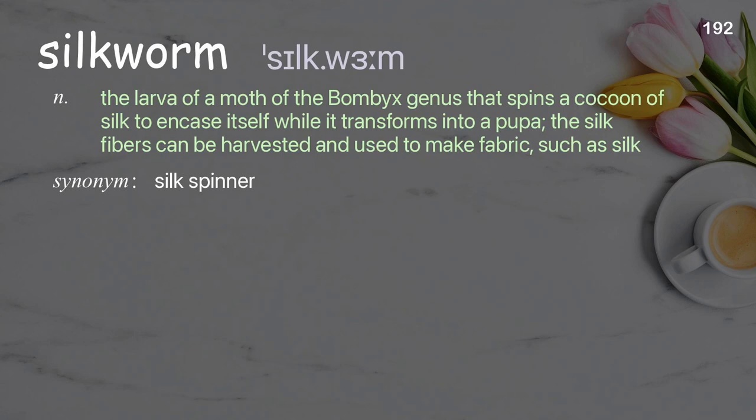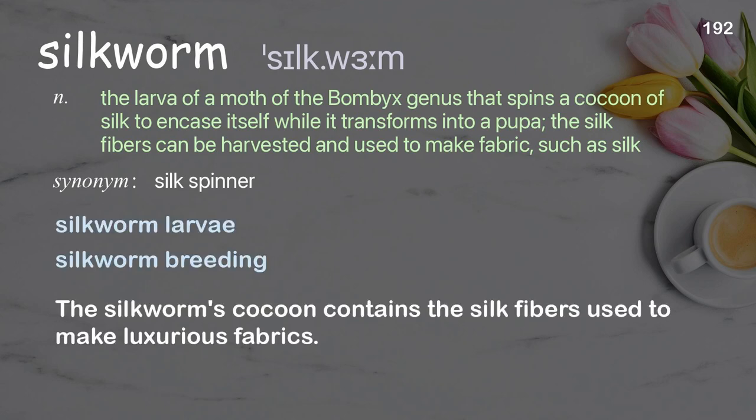Silkworm: the larva of a moth of the Bombyx genus that spins a cocoon of silk to encase itself while it transforms into a pupa. The silk fibers can be harvested and used to make fabric, such as silk. Examples: silkworm larvae. Silkworm breeding. The silkworm's cocoon contains the silk fibers used to make luxurious fabrics.